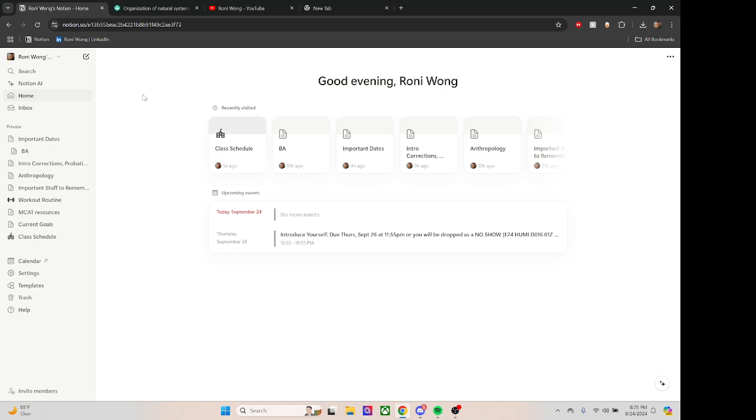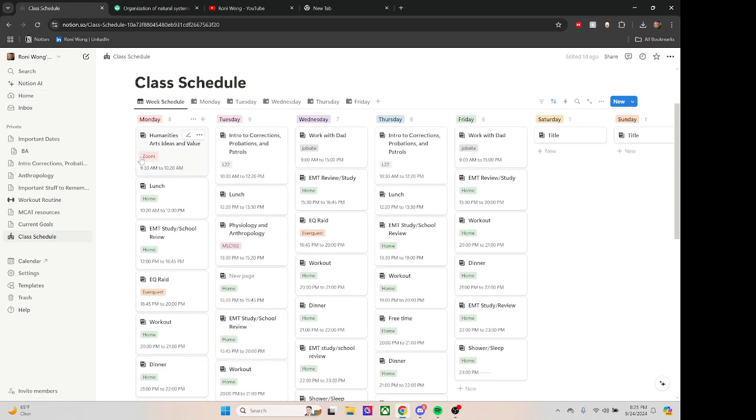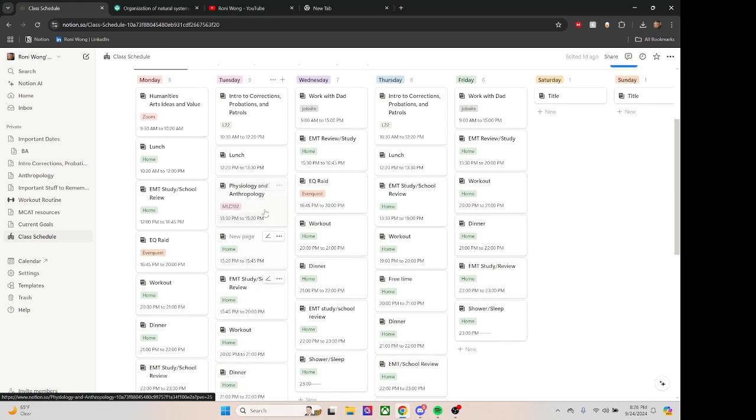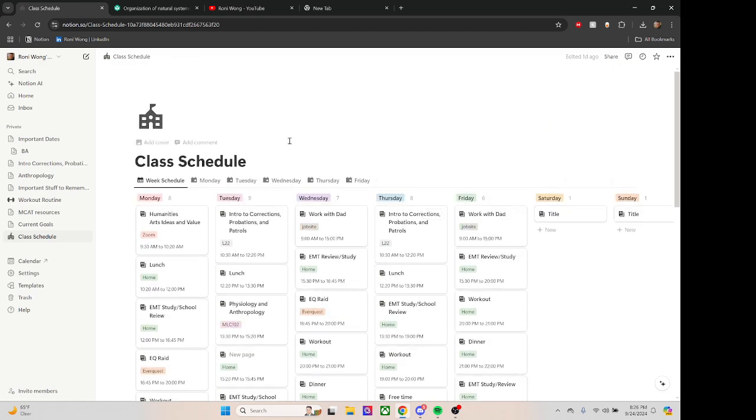Found a really neat website called Notion that lets you organize everything really easily. I have my class schedules all set up like this. Got some Zoom classes, in-person classes. Not going to take my bio classes just yet. We gotta finish out our general ed classes.